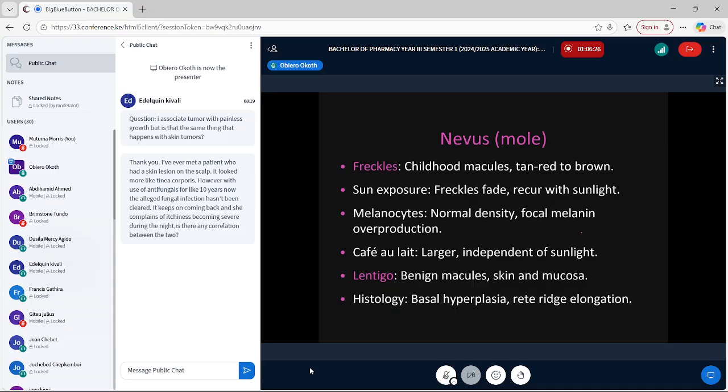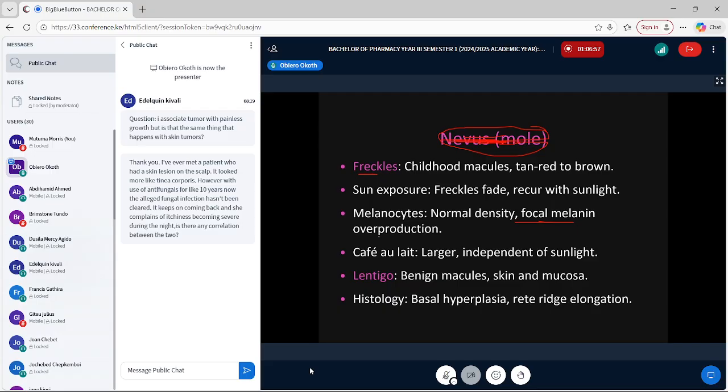Nevus or freckles, sorry, these are not moles. They are freckles and lentigo. Remove that one. Freckles are macules, turning red to brown. We see this with too much melanin. If melanocytes are producing too much melanin, they will give you a freckle.